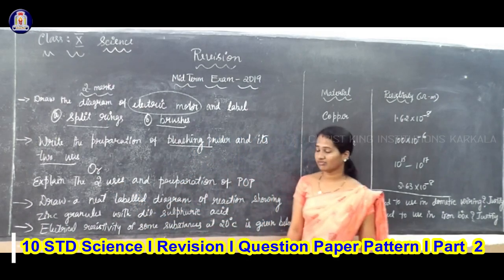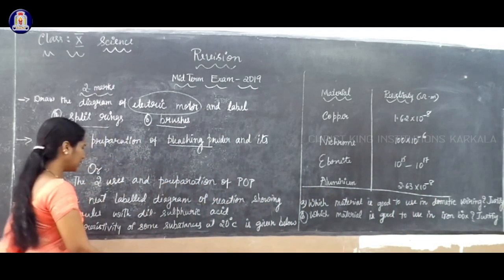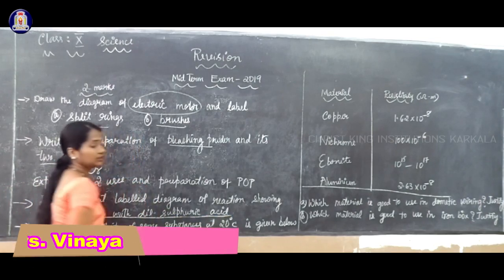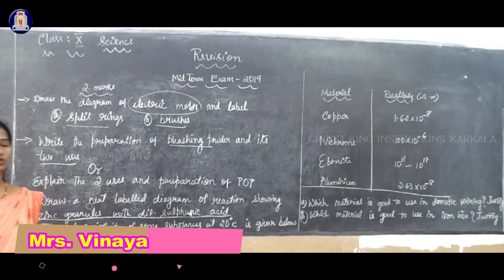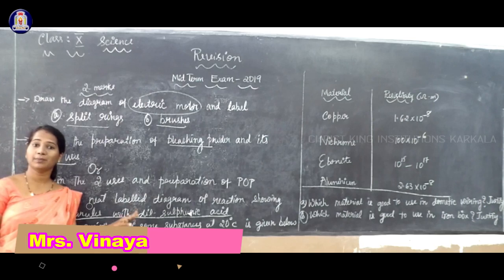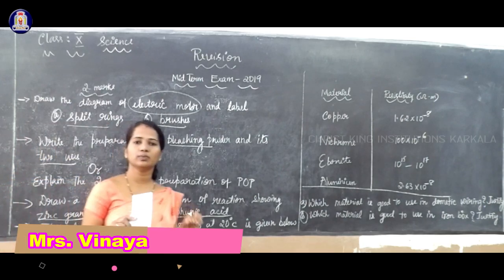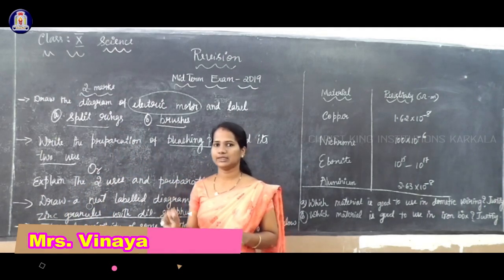Draw the diagram of reaction showing zinc granules with dilute sulfuric acid, producing hydrogen gas. 2 marks diagram, labeled diagram. If the question is given, draw a neat labeled diagram. If they have not mentioned the parts, at least 2 parts you have to mention. 2 parts should be there in your diagram.